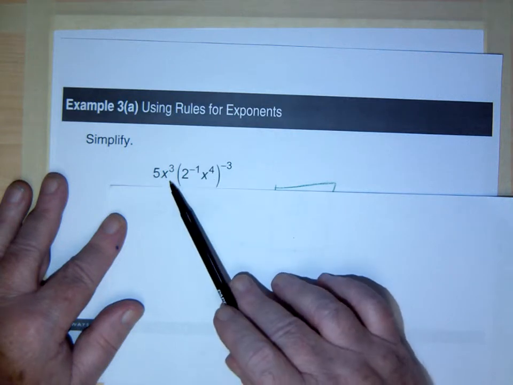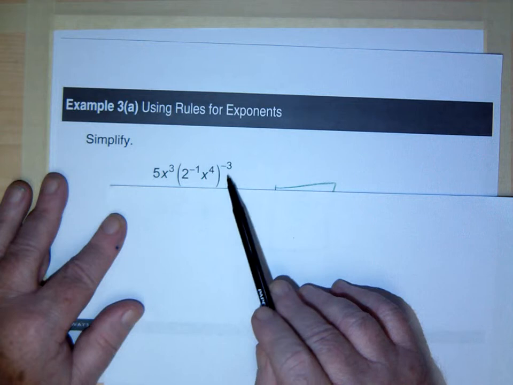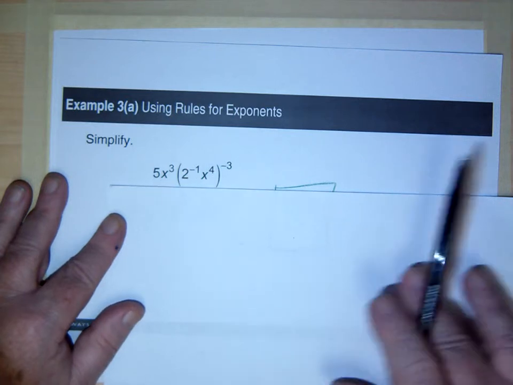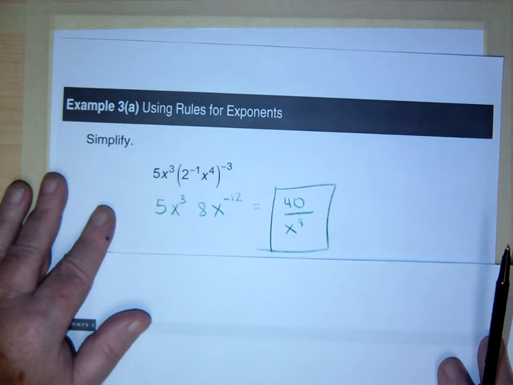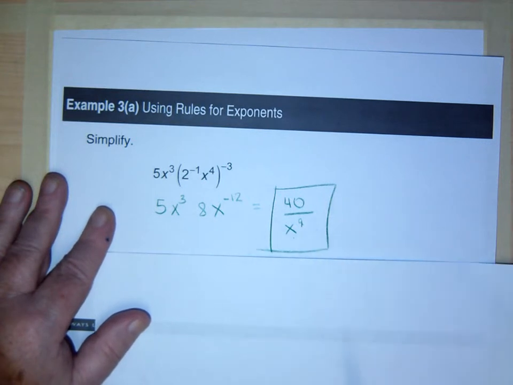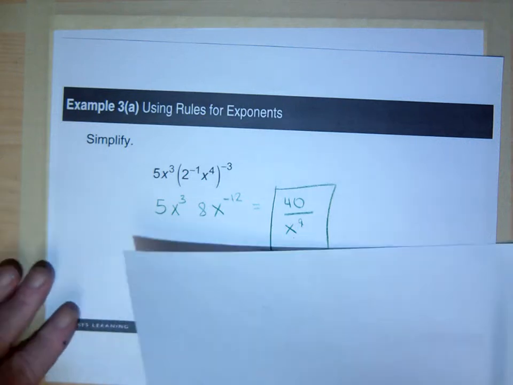But I have an x cubed in the numerator, so the net of all that is going to be an x to the 9 in the denominator, and 8 times 5 is going to be 40. So here I went through that calculation and got 40 over x to the 9.